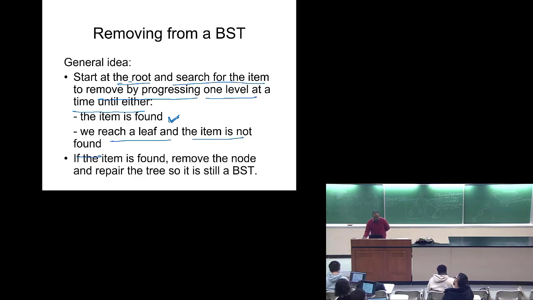If the item is found, we will remove the node and repair the tree so that it is still a binary search tree. If I say remove 35, we will remove 35 in such a way that it still remains a binary search tree. As a human being, you'll say, okay, fine, do this, you're done. But when you have to write a program systematically, that will involve serious thought. So let's approach this problem by looking at different cases.